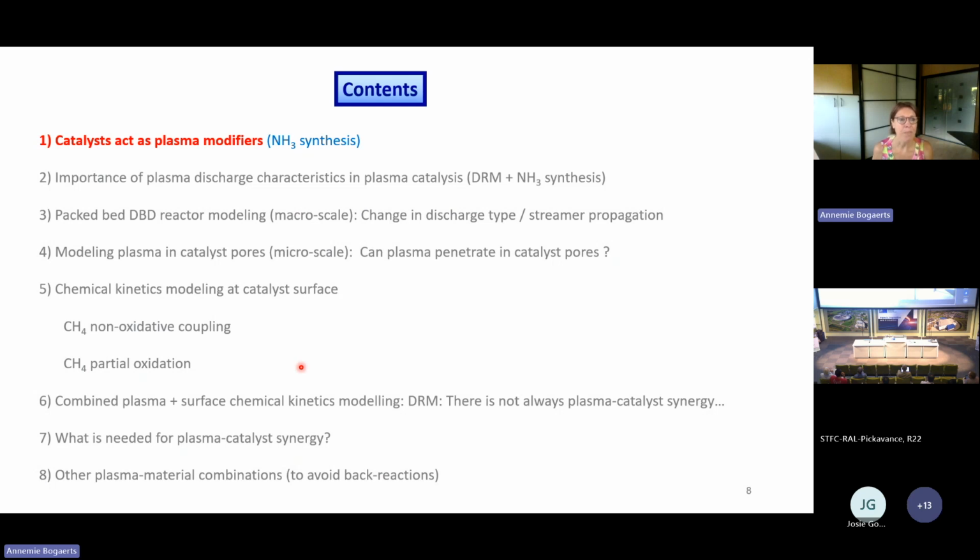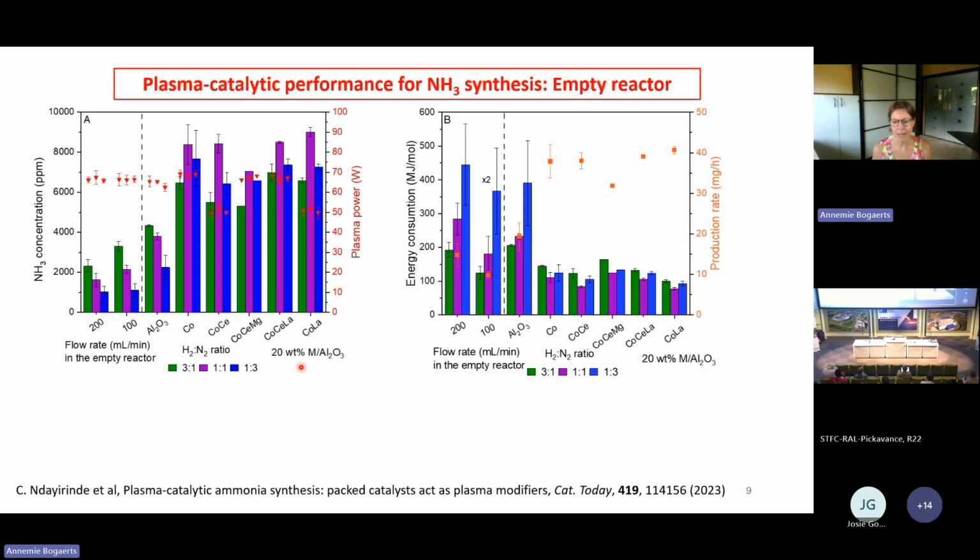So first, the question of whether catalysts can act as plasma modifiers. Here is an example of our research for the plasma catalytic performance for ammonia synthesis. What I show here is the concentration of the ammonia produced for different cases, and also the corresponding energy consumption. At the right y-axis, we see the plasma power, and also the ammonia production rate. So these are then the symbols.